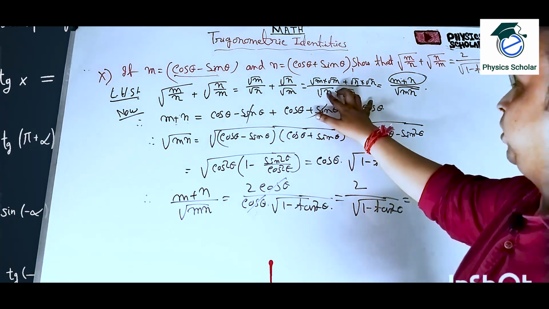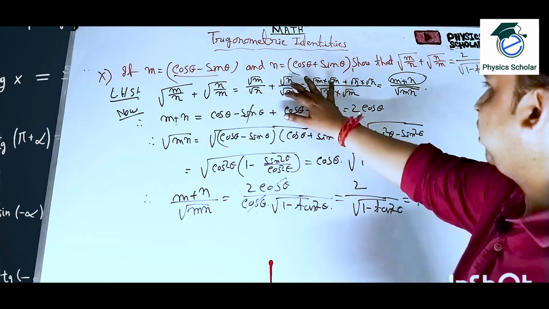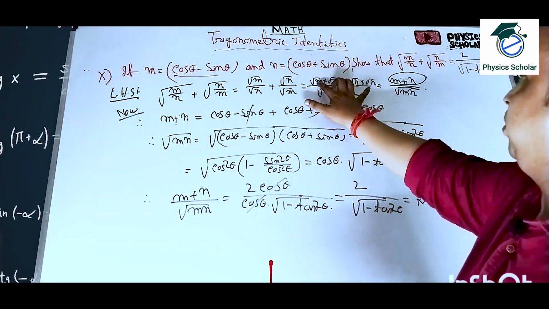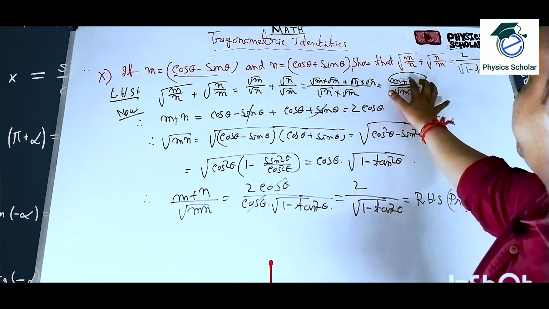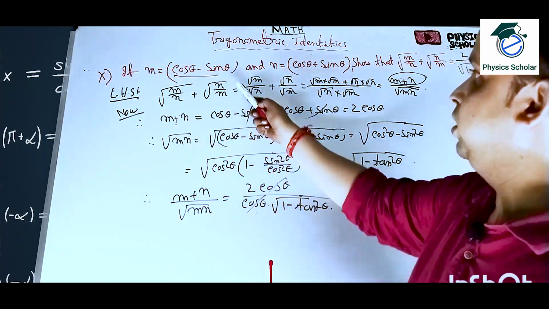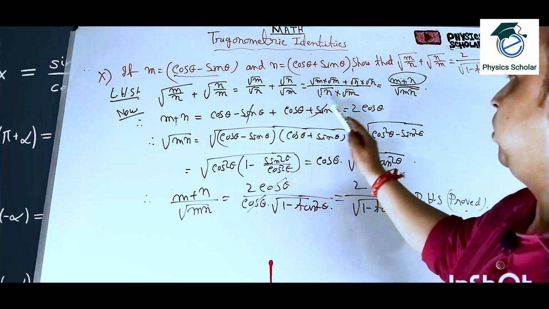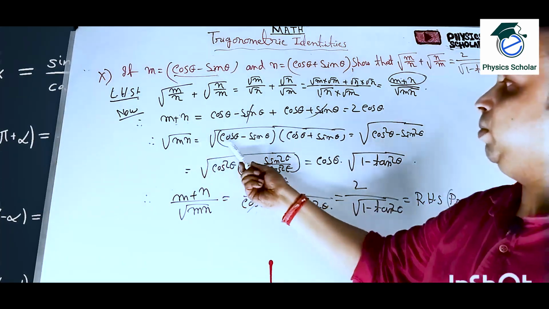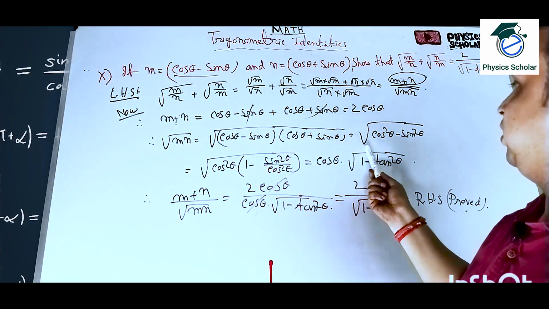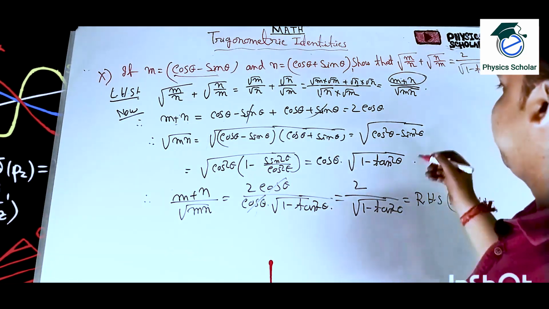So root m into root n will be the LCM. So root m into root m plus root n into root n. Clear? Root m into root m means m, plus root n into root n means n, divided by root over mn. Clear? And m plus n means this plus this: cos theta minus sin theta plus cos theta plus sin theta. So that becomes 2 cos theta. Clear? And root over mn means cos theta minus sin theta into cos theta plus sin theta. So a plus b into a minus b means a square minus b square. Clear?